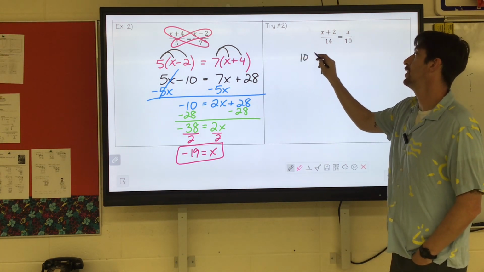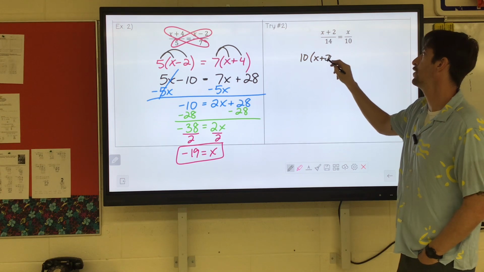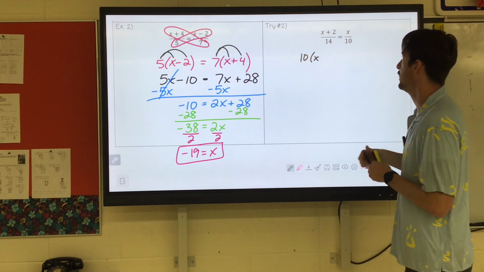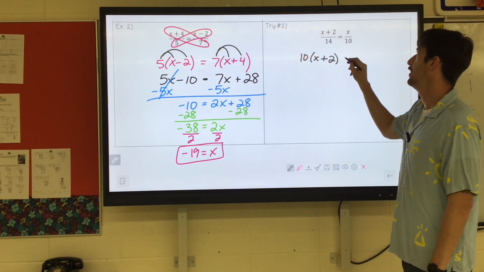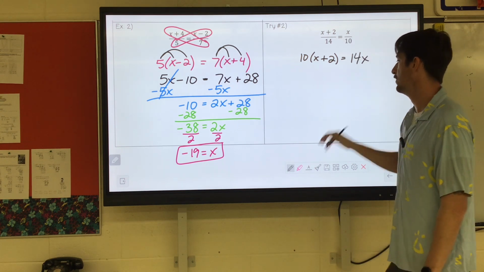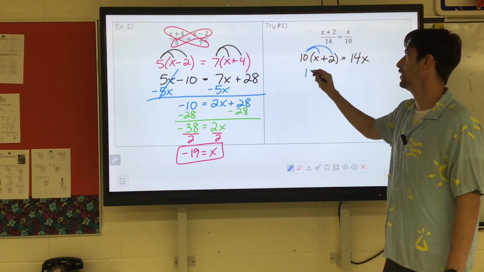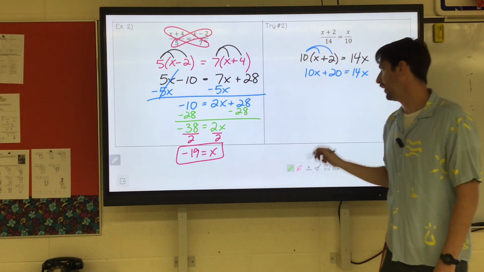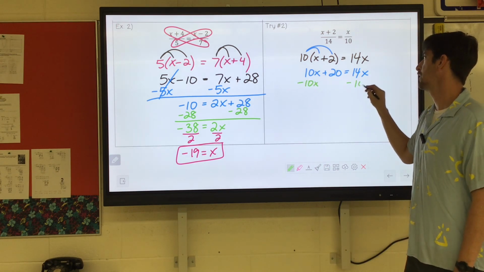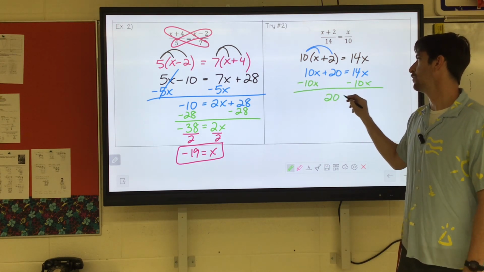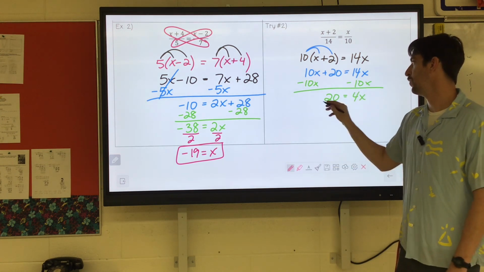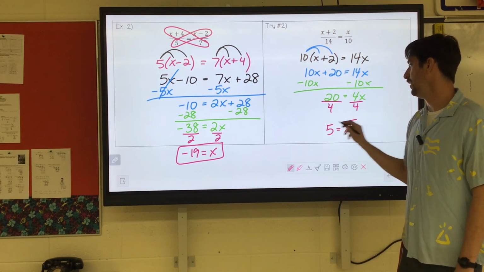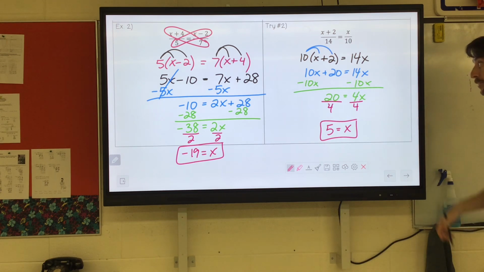So we have 10 times x plus 2. And then 14 times x is just 14x. We distribute. 10 times x is 10x. 10 times 2 is 20. Equals 14x. So we'll subtract the 10x from both sides. 20 equals 4x. And then divide by 4. 20 divides evenly with 4. We get 5 equals x. Great. Hopefully you did a good job on that one.